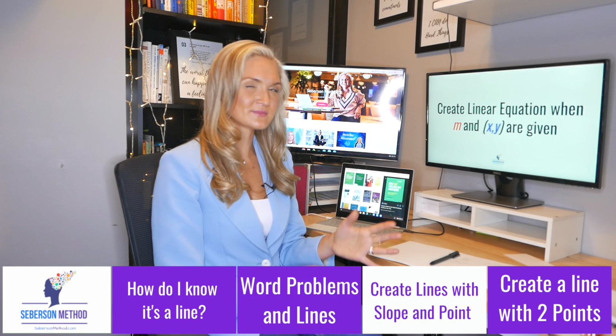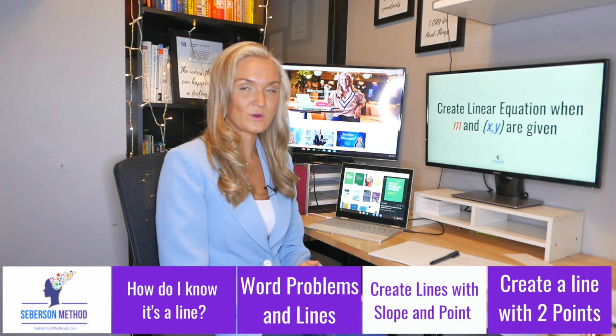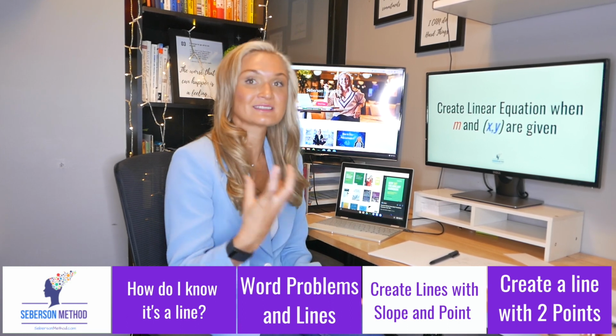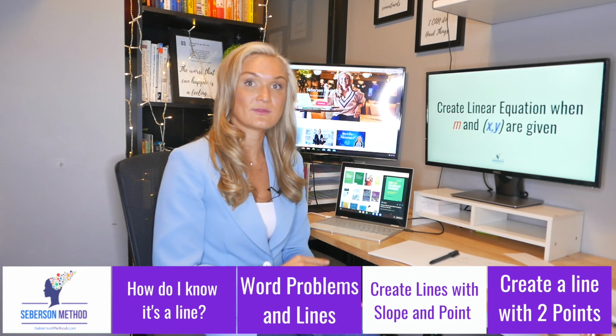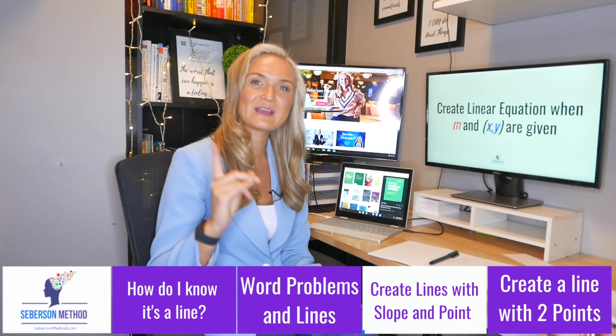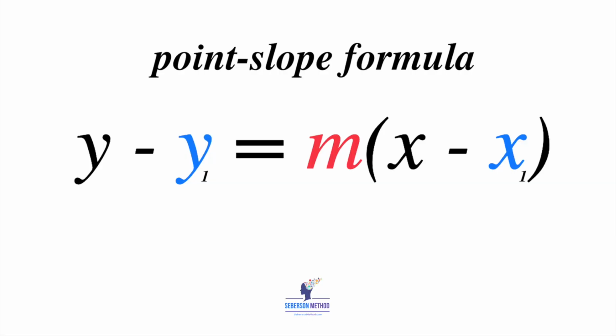There are two more aspects that the SAT wants you to know when it comes to lines. They want you to be able to create the linear function. Sometimes they're going to give you a slope and a point, and sometimes they're going to give you 2 points. You got to be able to do that. You could be using the slope point formula, which is kind of easy. Many of you know it, but if you don't remember the slope point formula, you could still figure it out.